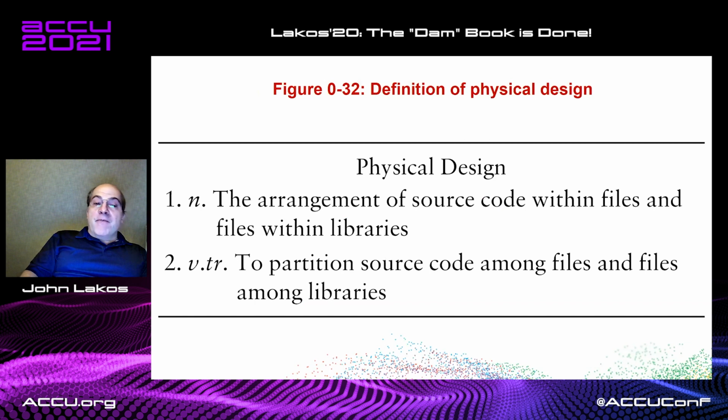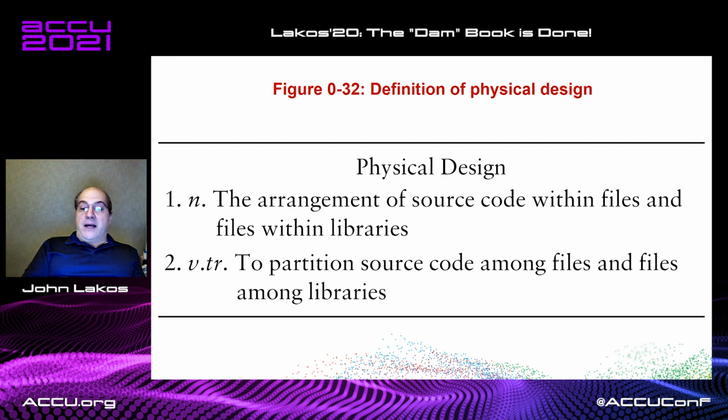Next step, physical design. What does that mean? Well, 20 years ago, people would have maybe had little idea. I first described this in the 1996 book, Large Scale C++ Software Design. And of course, it's reprised in the 2020 book that we're looking at now. Physical design, noun: the arrangement of source code within files and files within libraries; and verb, transitive: to partition source code among files and files among libraries.